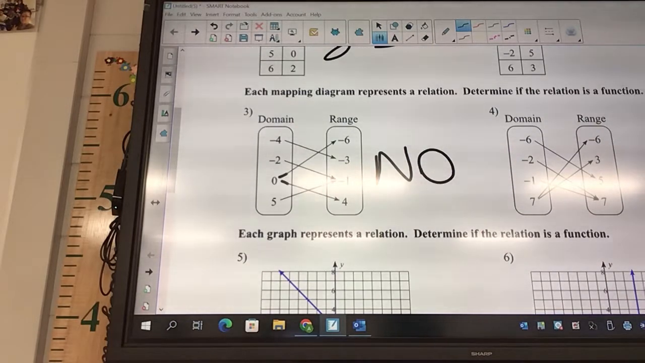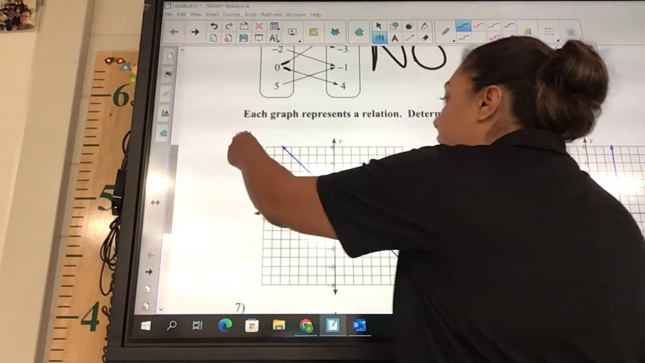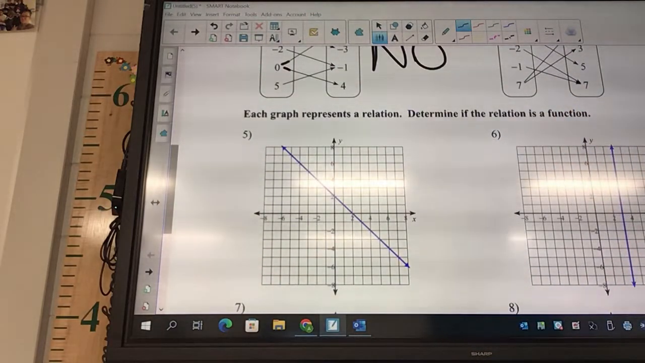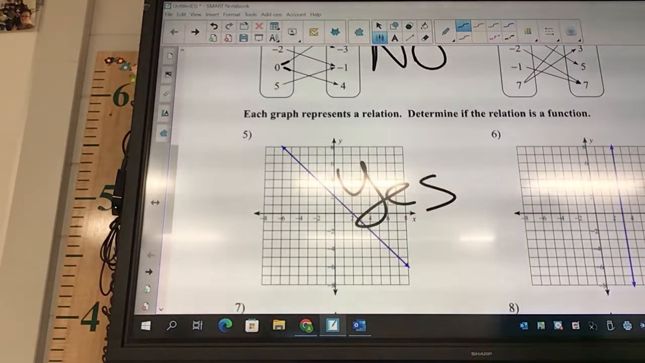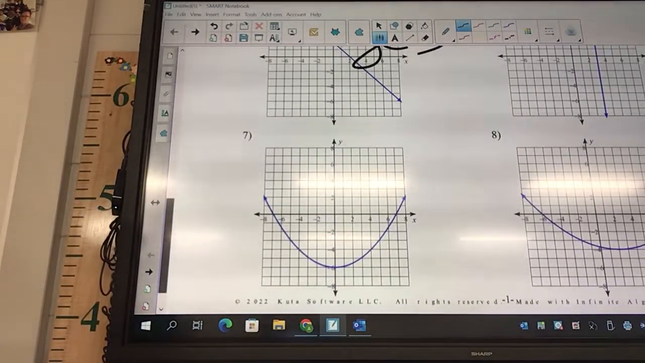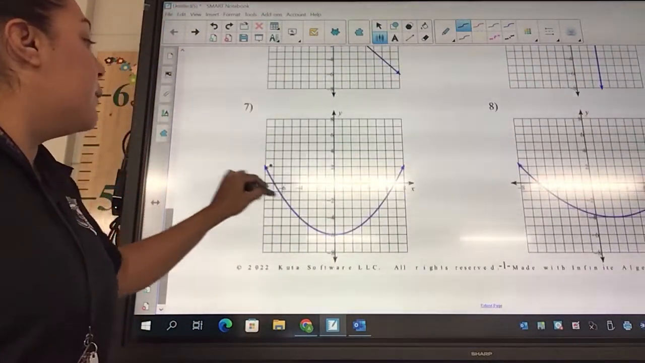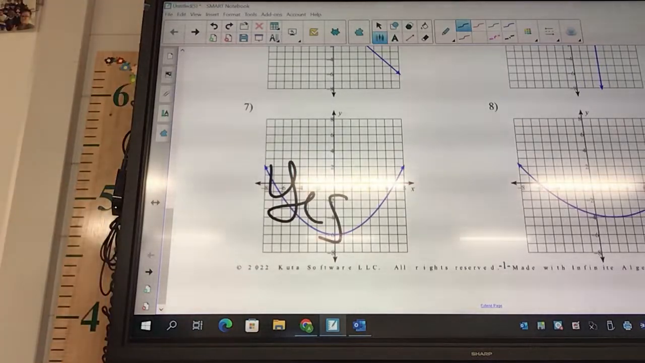Okay, and then how do we tell from a graph? What test do we do? A line test. What kind of line test? A vertical line test. Okay, so you can lay your pencil flat on your paper and start going. Is this number 5 a function? Yes. Okay, what about 7? Yes. 7's a yes? Yeah. My board's tweaking. Okay, so that's going to be a yes.